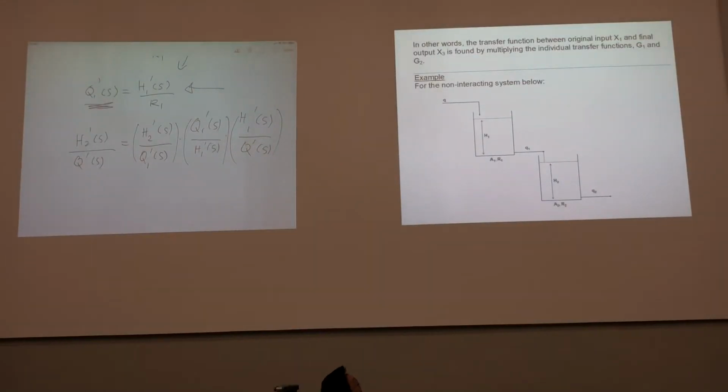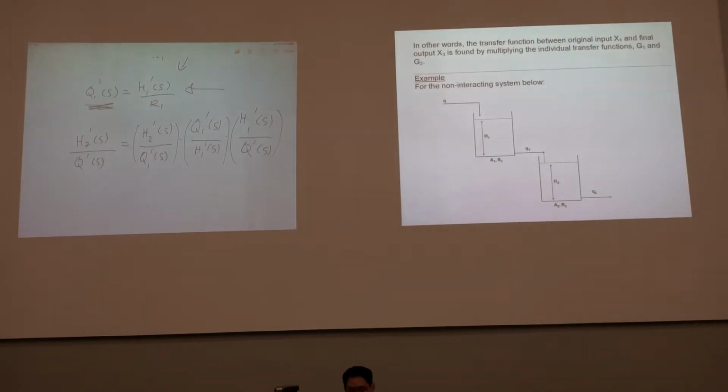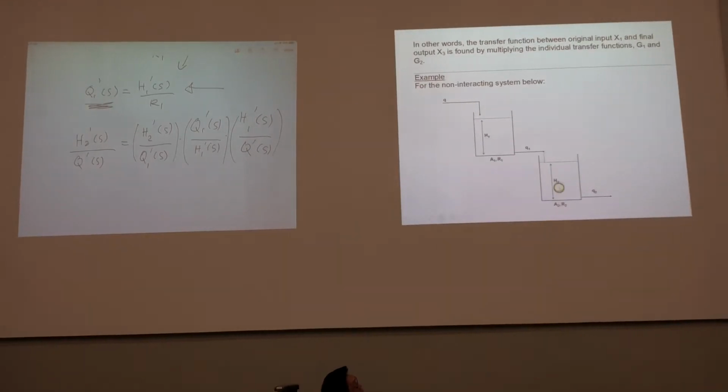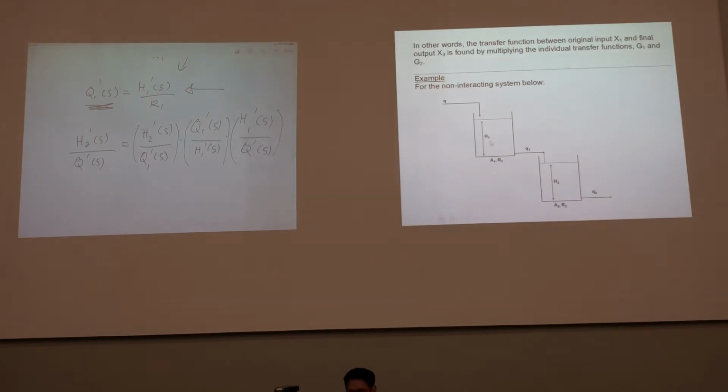Can you see that? I have this output. If I want to calculate this output to this input, which is H2 to the input, which is Q, then H2 to the first one is actually H2 to Q1, alright, is the first one. And then between the Q1 and H1, I have Q1 and H1, followed by H1 to Q. Okay?